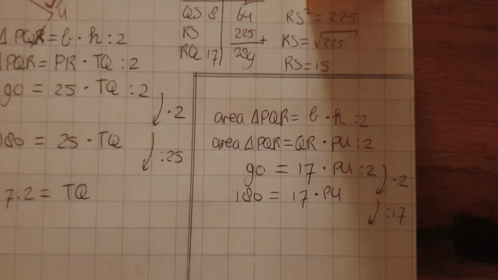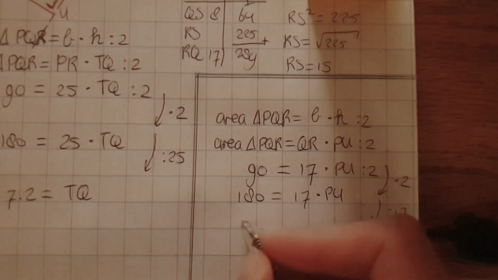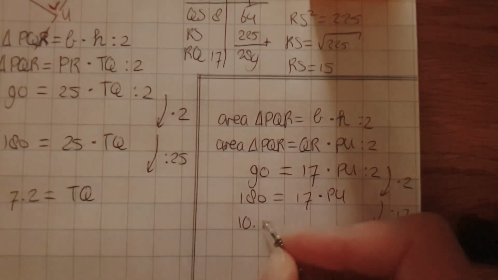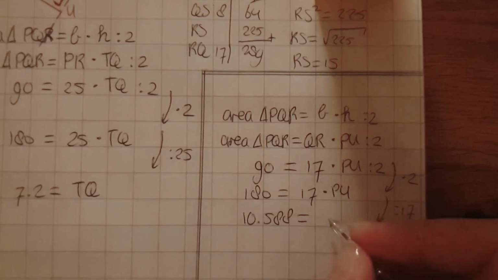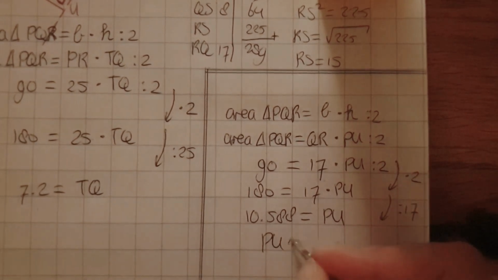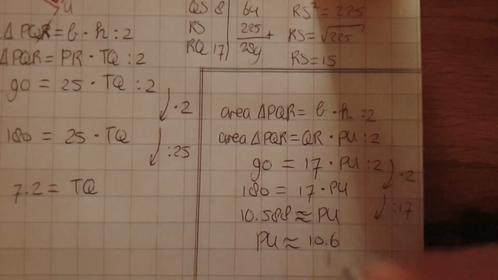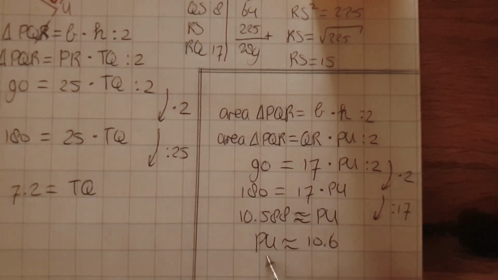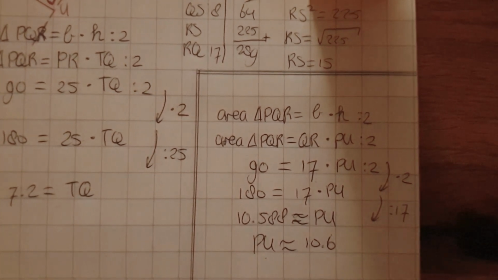And in the exercise it says that you have to round off to 1 decimal place. This is 10.58888 and so on, and then a couple of other numbers. So let me round it off. PU rounded off is 10.6. So this corresponding height, PU, is 10.6.